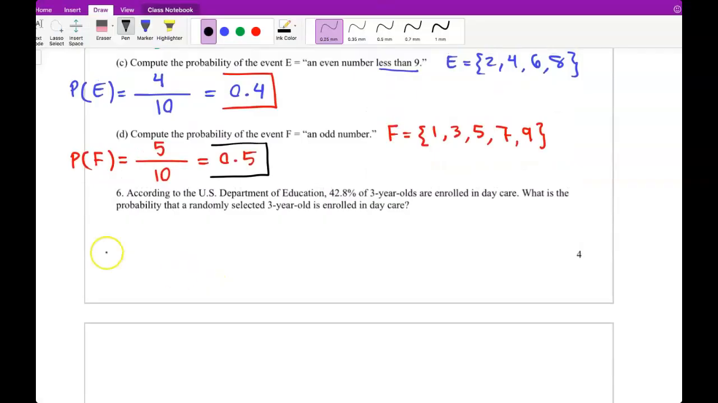Now, what we have here on number 6, according to the U.S. Department of Education, 42.8% of 3-year-olds are enrolled in daycare. What is the probability that a randomly selected 3-year-old is enrolled in daycare? This is really easy to answer because the answer is already given here. 42.8% of 3-year-olds are enrolled, and it's asking for the probability that a randomly selected 3-year-old is enrolled. It's already given.